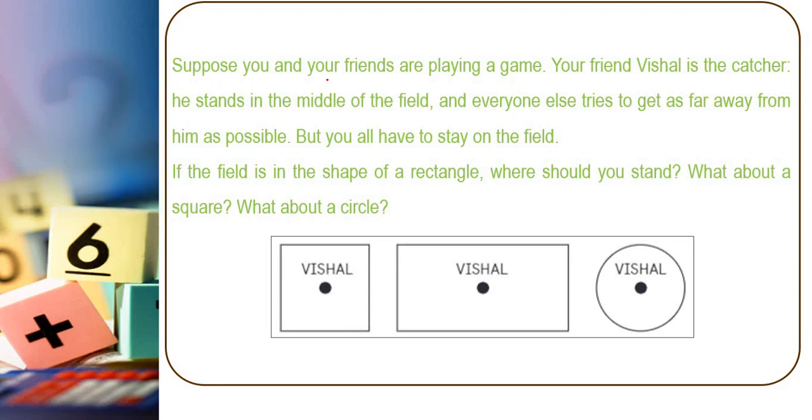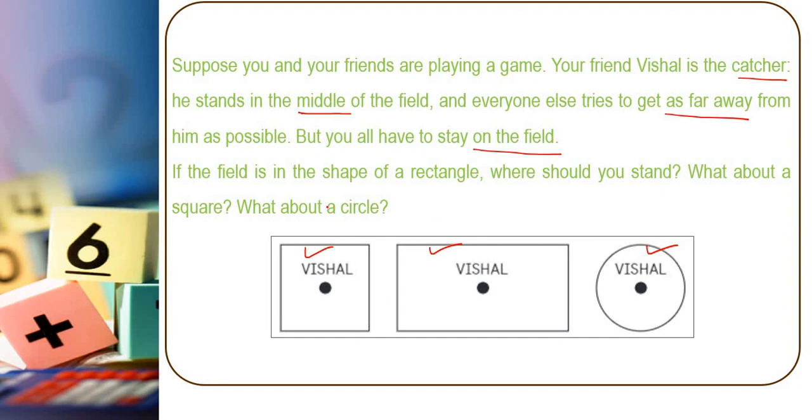Suppose you and your friends are playing a game. Your friend Vishal is the catcher. He stands in the middle of the field and everyone else tries to get as far away from him as possible. But you all have to stay on the field. If the field is in the shape of a rectangle, where should you stand? What about a square? What about a circle?